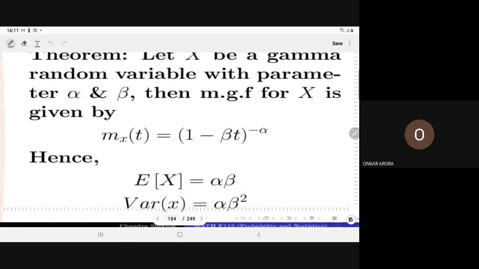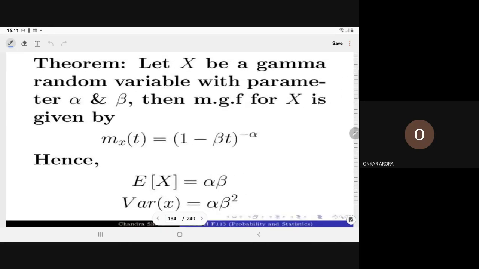Now, presently we are studying the continuous random variable named the gamma distribution. When we are talking about any random variable, we always try to determine its expected value. So let x be a gamma random variable with parameters alpha and beta. Then the mgf for x is given by M_x(t) equal to (1 minus beta t) to the power minus alpha. E of x is equal to alpha beta.